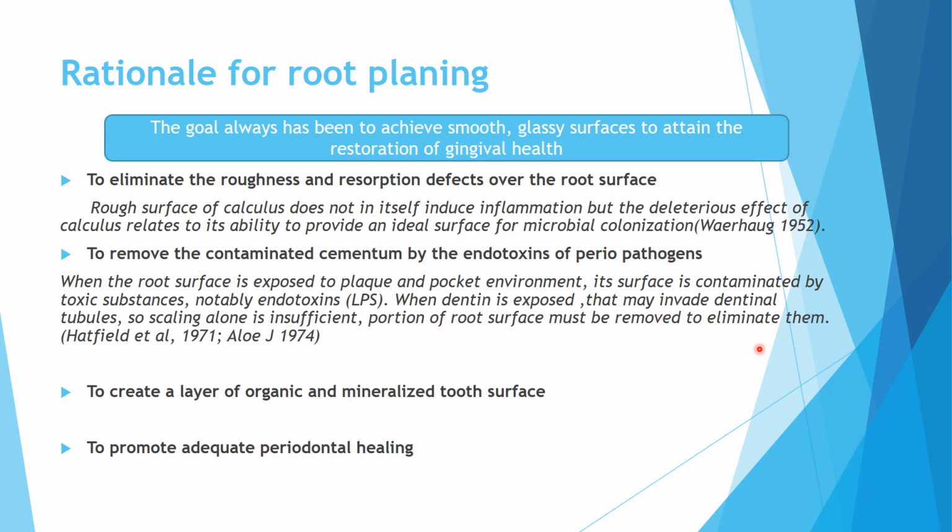So that is the second rationale for root planing, and the third one is to create a layer of organic and mineralized tooth surface. So all these cytotoxic changes will be removed from the root surface, so they can create a layer of organic and mineralized tooth surface. And the fourth point is that by removal of all these root surface changes from the tooth, it can lead to new attachment, that is, healing will be better. So that is to promote adequate periodontal healing.